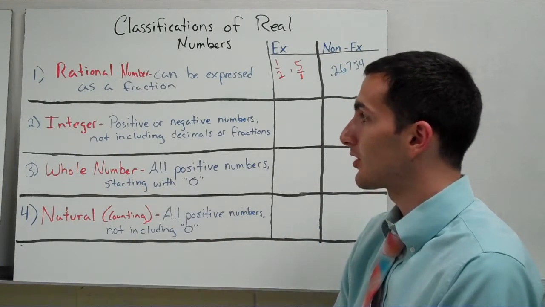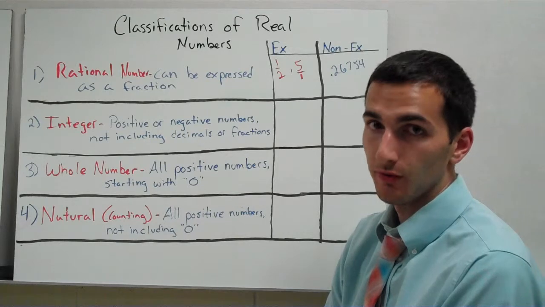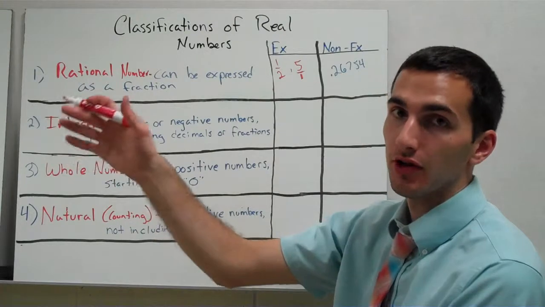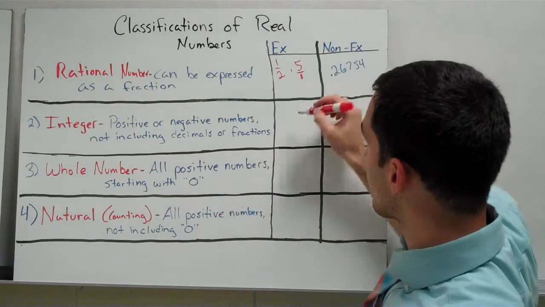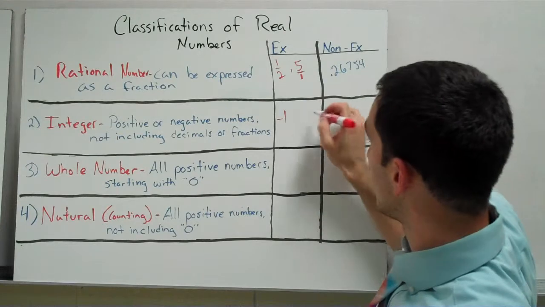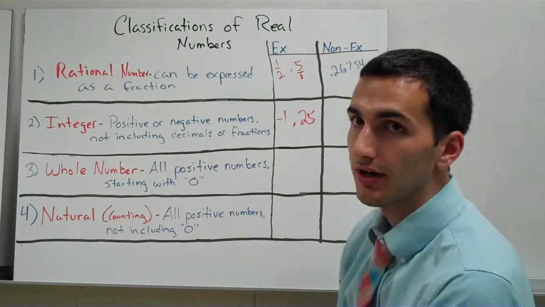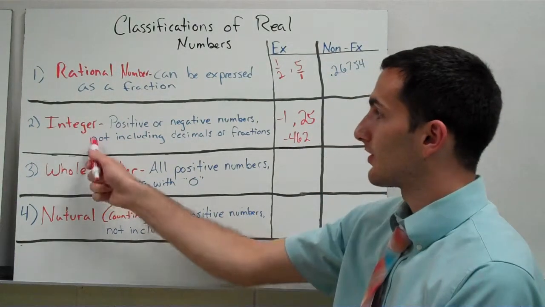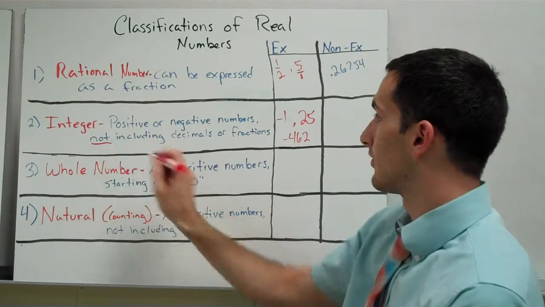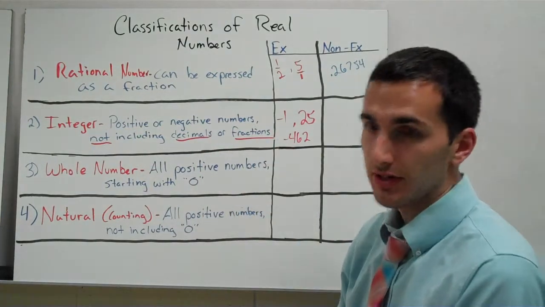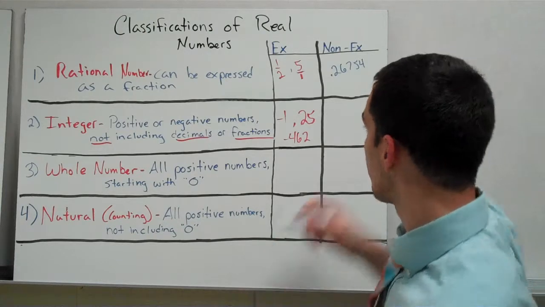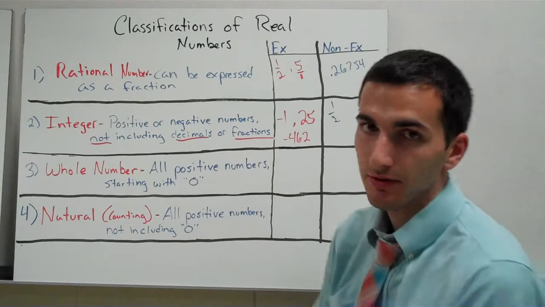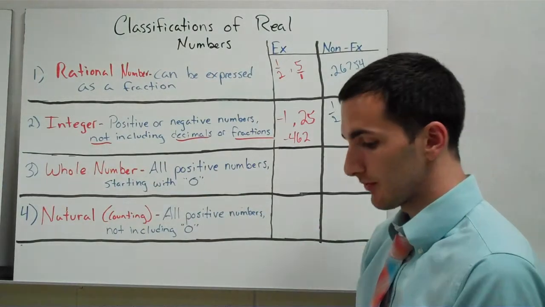Our next one down is integers. Integers are positive or negative numbers, not including decimals or fractions. So your integers are going to be positive and negative, the numbers you see on the number line. So an integer could be -1, an integer could be 25. Alright, an integer could be -462. But we said it's not including decimals or fractions. That's the key here. So an integer could not be 1/2. An integer could not be 0.25. Okay, an integer does not include decimals and fractions.